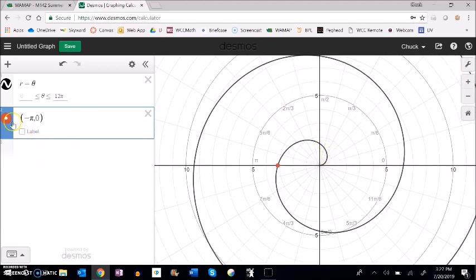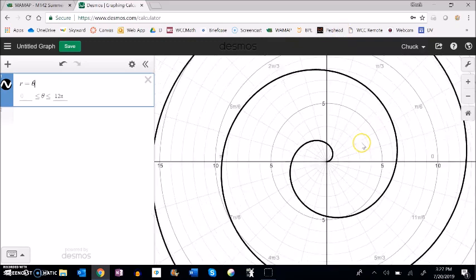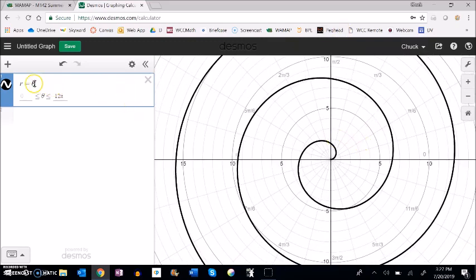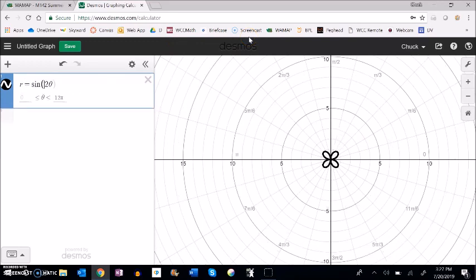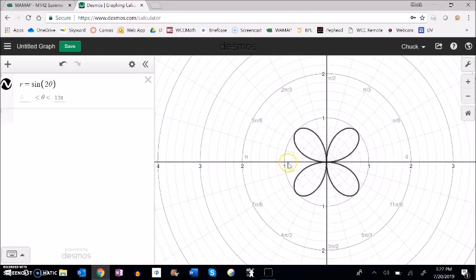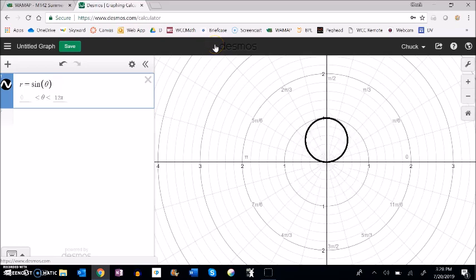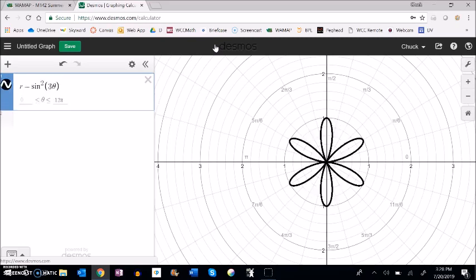So there's lots of different things you can graph here. And next time we're going to kind of investigate them. Like I could graph something like r equals 2 theta or sine of 2 theta. And you can see you start to get some pretty interesting shapes. And like I said, next time we'll investigate this a little bit. If you want to play around with it, it's kind of fun to do. Things like that.